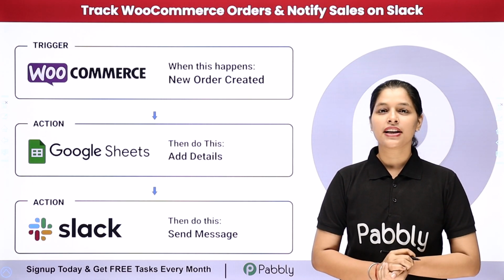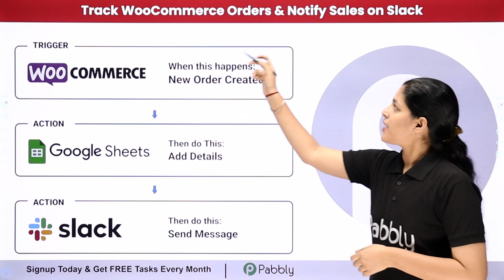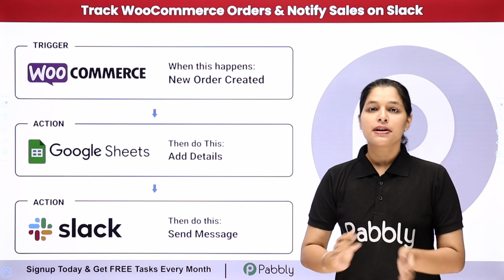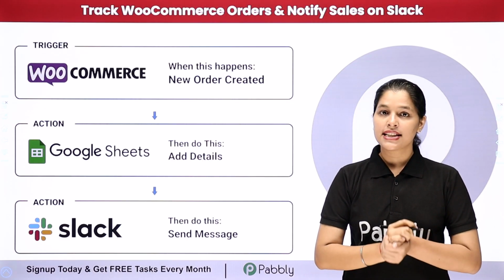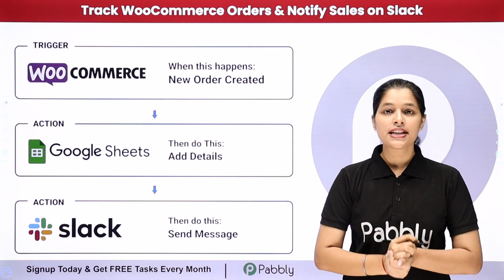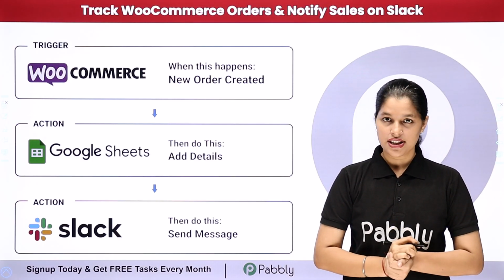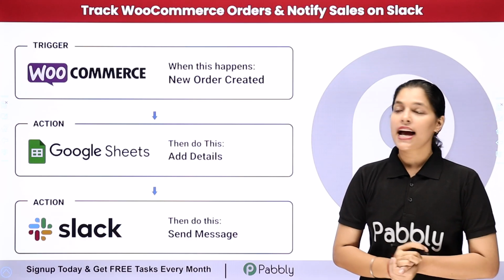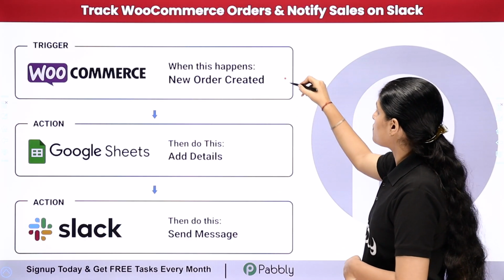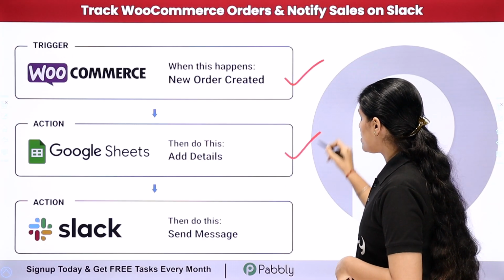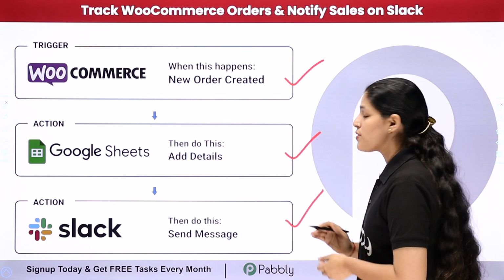So in this video we are going to learn how to track WooCommerce orders and notify sales on Slack. So I run a business where I want to notify my team on Slack about the new order received from WooCommerce and even add new order details on the Google Sheet. So here my objective is, as soon as I receive a new order over WooCommerce, I am going to create the record of the new order and even notify my team on Slack about this new order.